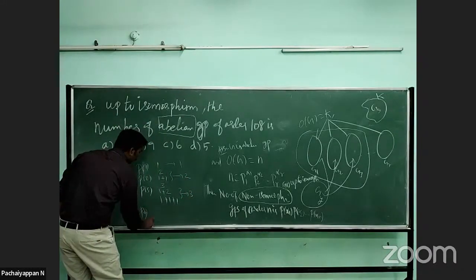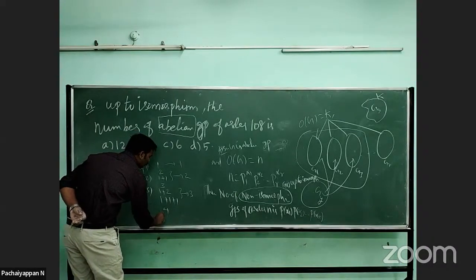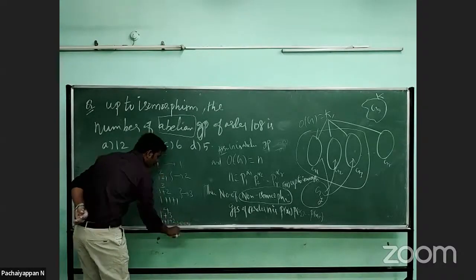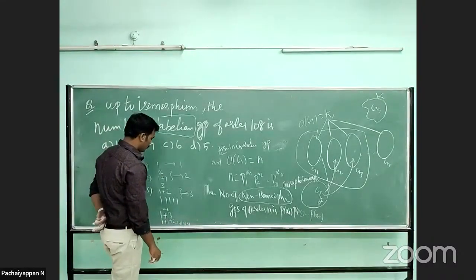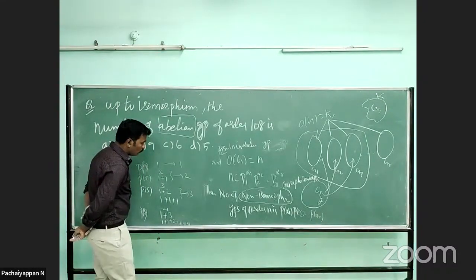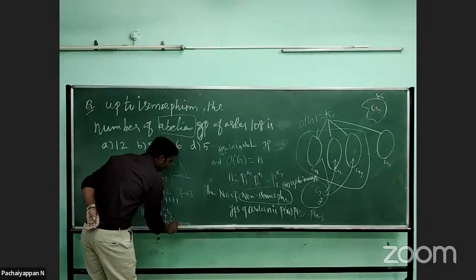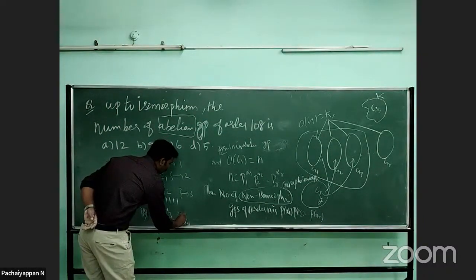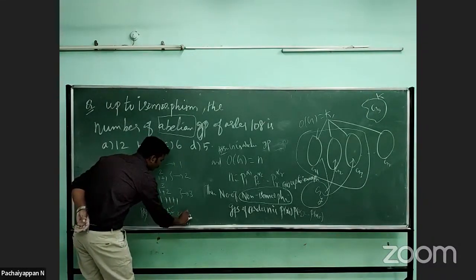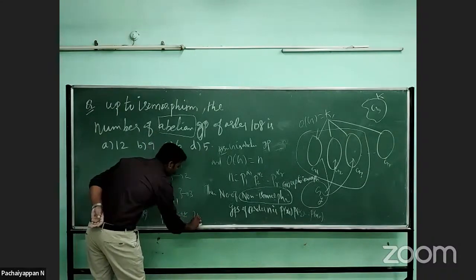What about the partition of 4? 4, 1 plus 3, 1 plus 1 plus 2, 1 plus 1 plus 1 plus 1. Is there any other? 2 plus 2, right? Yes, sir. So counting: 1, 2, 3, 4, 5. So this is 5.